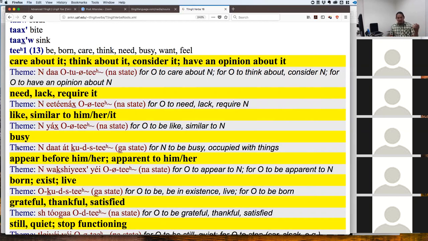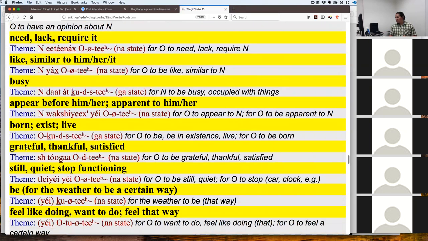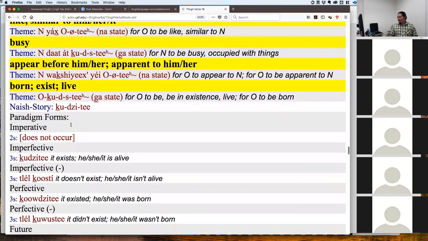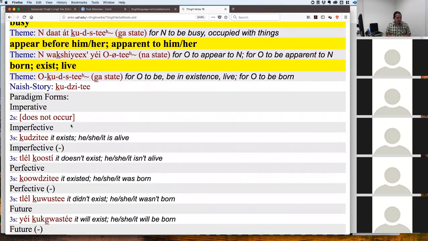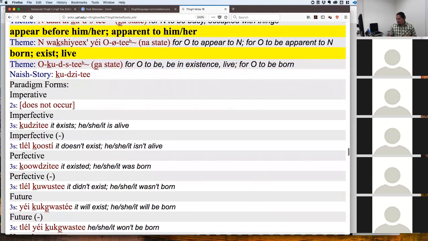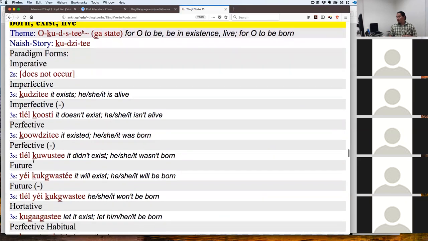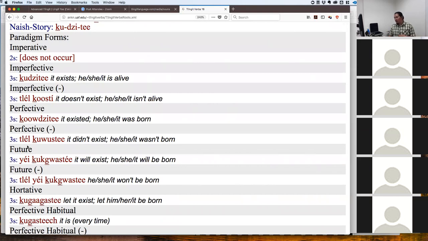And sometimes it's a totally different verb. Like yati can mean to be, but it can also mean to be like something, and that's a different verb. So then we go down here and we see born, exist, live. When we expand that, this shows us the different ways this verb can be, these different modes or tenses, however you want to talk about that. We'll see kudziti, it exists. Keshtusti, it doesn't exist. Tudziti, it was born. Keshtuwusti, it wasn't born.